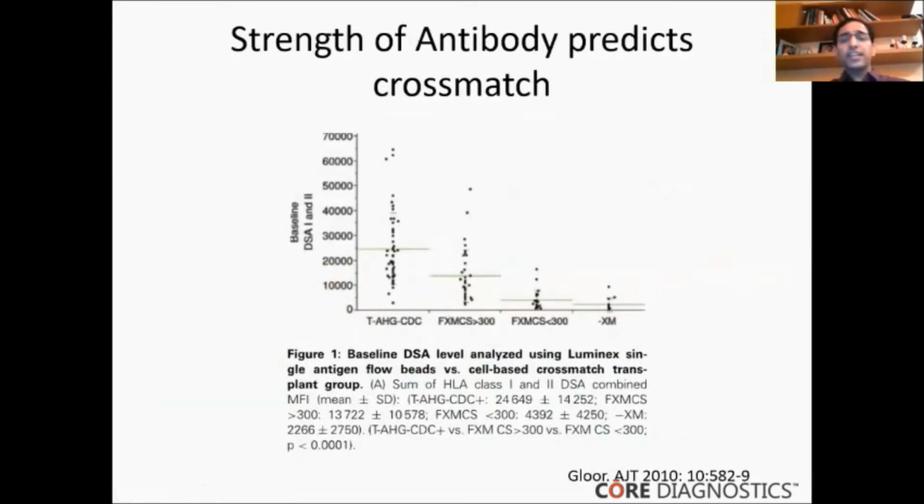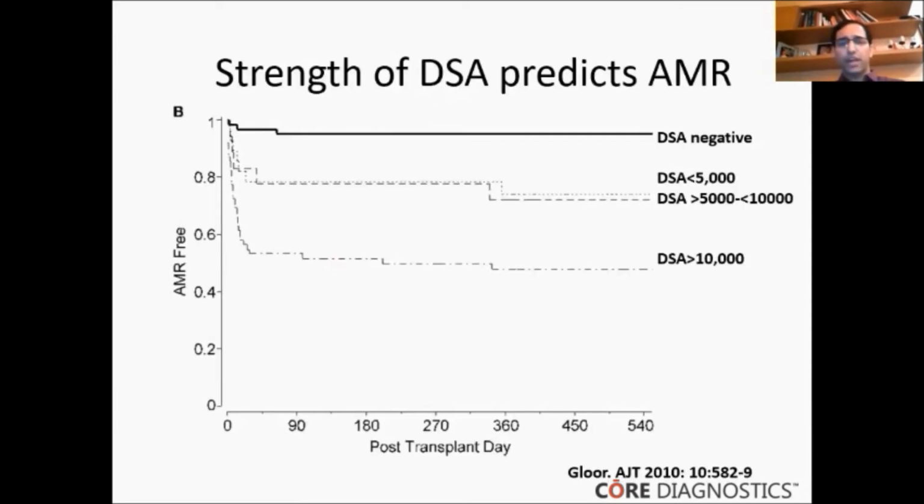So the strength of the antibody does correlate with the crossmatch. If you have a CDC crossmatch which is positive, usually the antibodies will be about 20 to 25,000, and this is DSA 1, 2, or the combination. If you have a flow crossmatch with a mean channel shift of more than 300, you're talking antibodies in the 10 to 20,000 range. If you have a low flow crossmatch positive, you're in the 4 to 10,000 range. And if your crossmatch is negative, you're usually below 1,000 to 5,000. So that's kind of what the antibodies are. But again, each lab is going to have some variability around that.